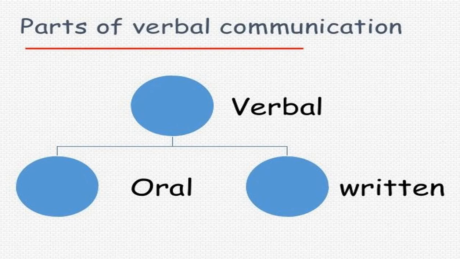Now, verbal communication is again divided into two parts, that is oral communication and written communication. Oral communication is the communication which takes place when we are talking to someone. That is called oral communication, and written is when we are writing some message and showing that message to the other person or sending that message to the other person. Then that communication is called written communication.